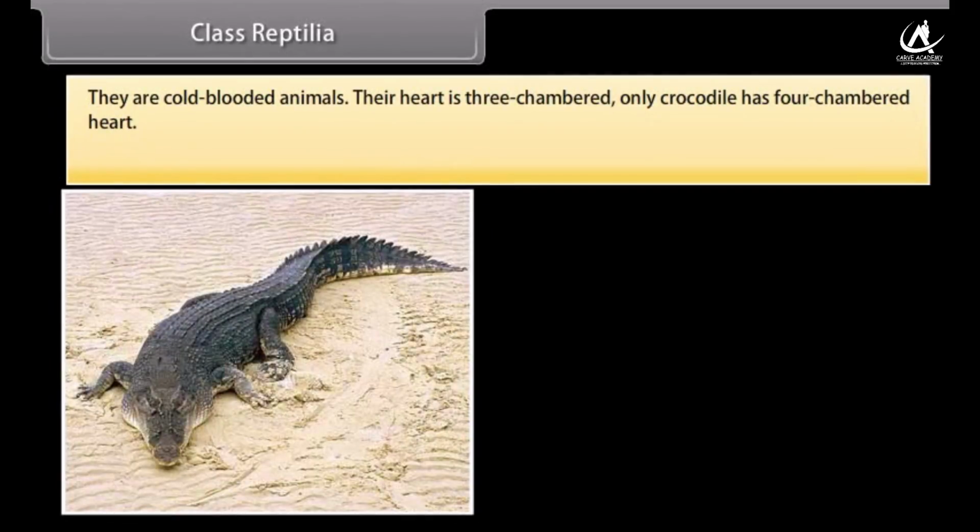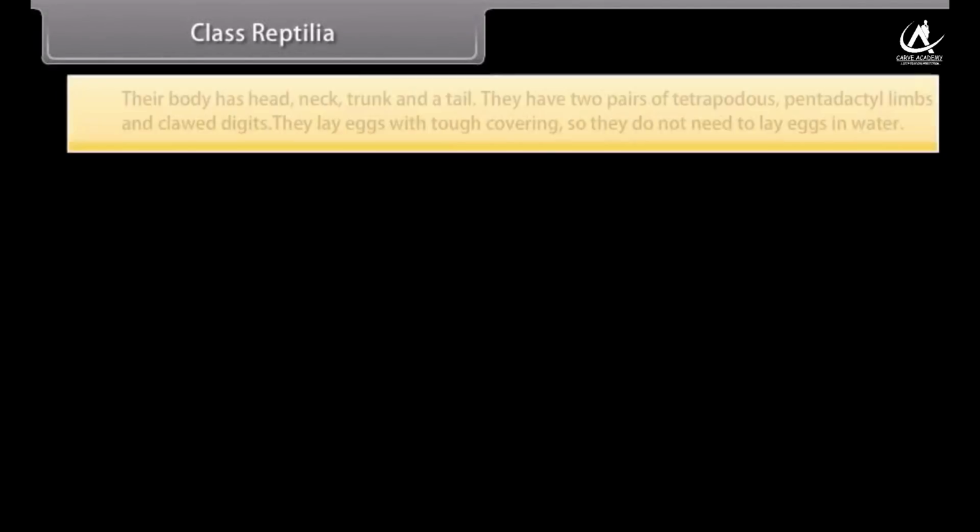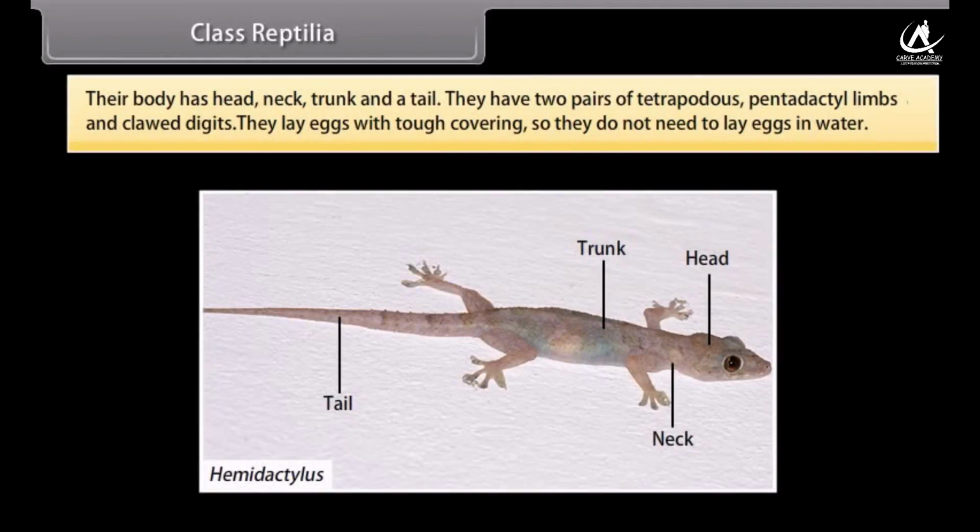They are cold-blooded animals. Their heart is three-chambered. Only the crocodile has a four-chambered heart. The respiration takes place through lungs. Their body has a head, neck, trunk, and a tail. They have two pairs of tetrapod, pentadactyl limbs with clawed digits. They lay eggs with a tough covering, so they do not need to lay eggs in water.